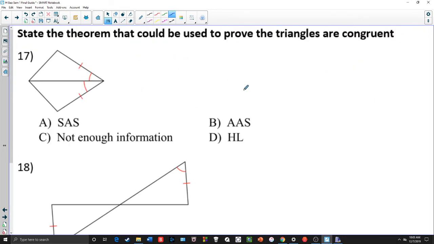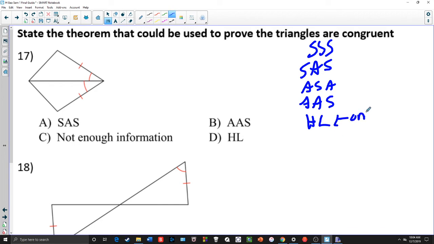Let's see here. The next ones deal with stating the theorem that could be used to prove the triangles are congruent. So you don't have to go through the entire proof, but you have to remember that we have 5 ways this can happen. We have side, side, side; side, angle, side; angle, side, angle; angle, angle, side; and hypotenuse leg. Let's do it again there. I'll try to make that a little bit nicer. Angle, side, angle; angle, angle, side; and hypotenuse leg. There we go.